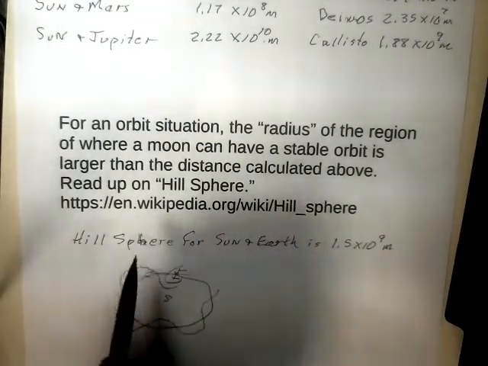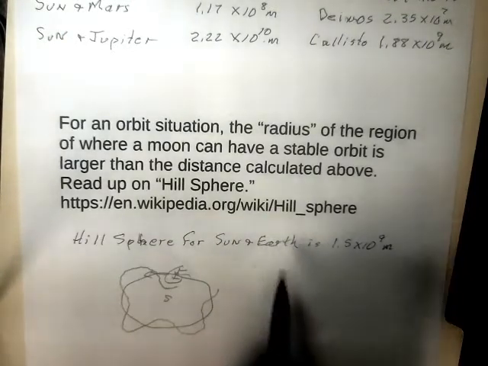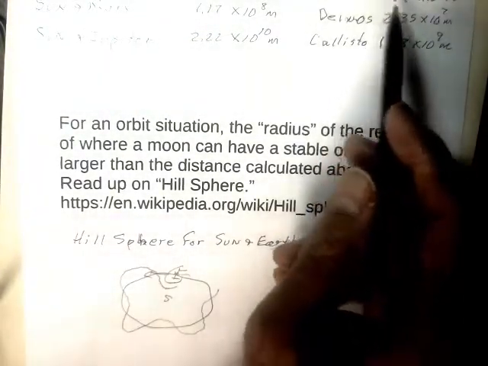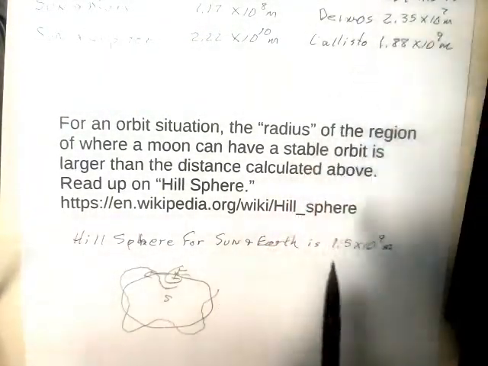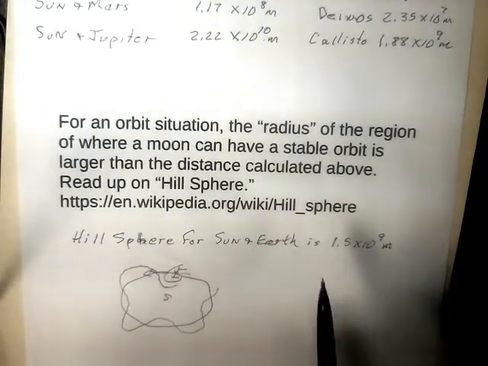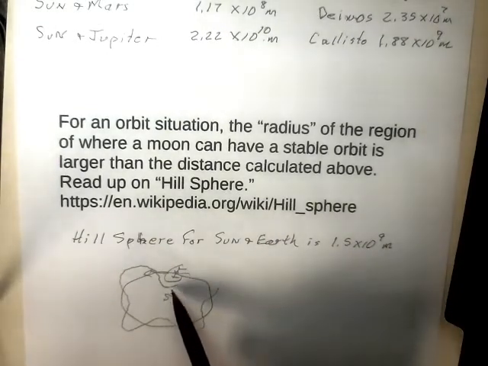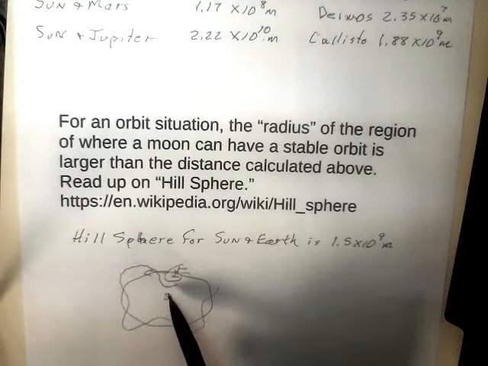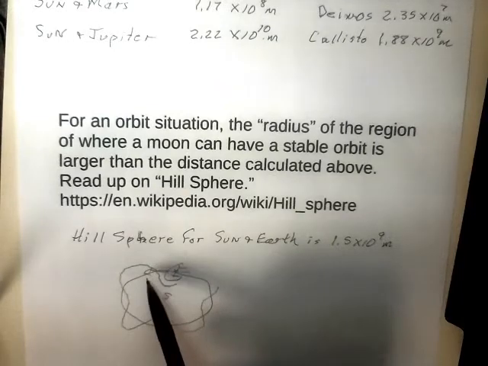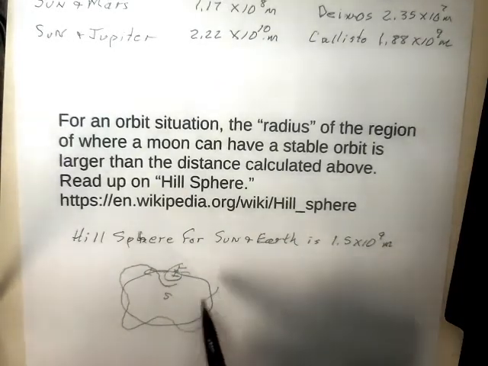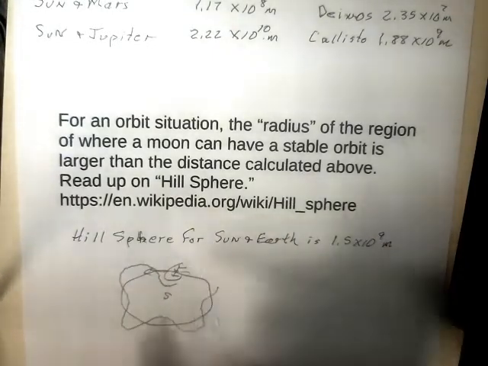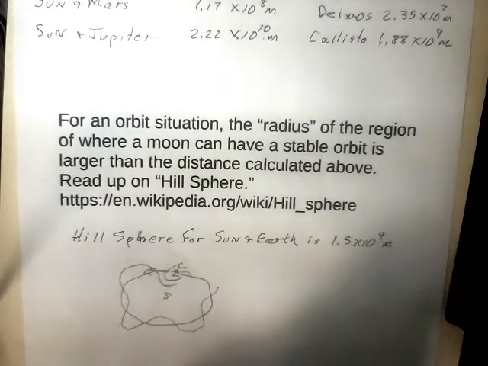But the Hill sphere for the Sun and the Earth situation is 1.5 times 10 to the 9th meters. The moon's distance from the Earth is inside this Hill sphere distance. So the Earth is able to control the motion of the moon, even though the moon experiences more force from the sun than it does from the Earth. The sun is the major controlling factor in the motion of the moon in space. The Earth just kind of perturbs the motion of the moon back and forth across the Earth orbit situation.